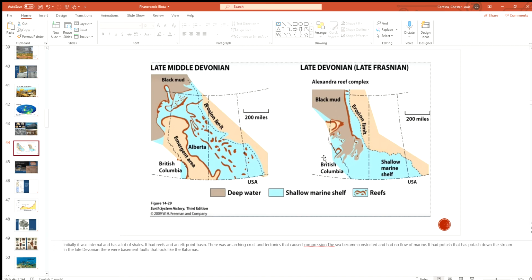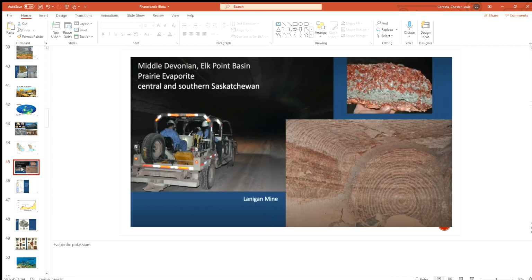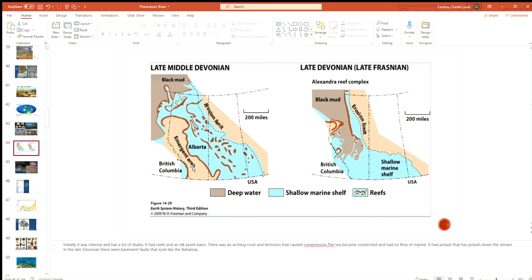Okay. So this is evaporitic potassium from the Elk Point Basin. This is what he's talking about, the one downstream.